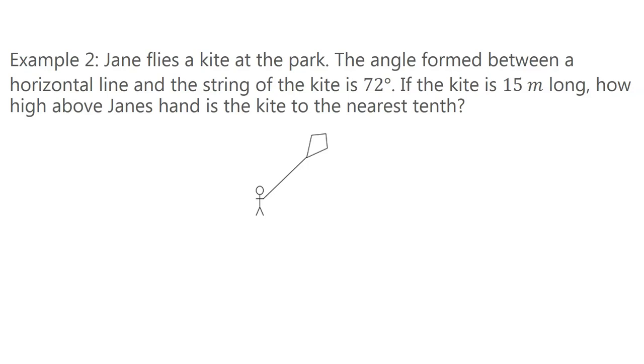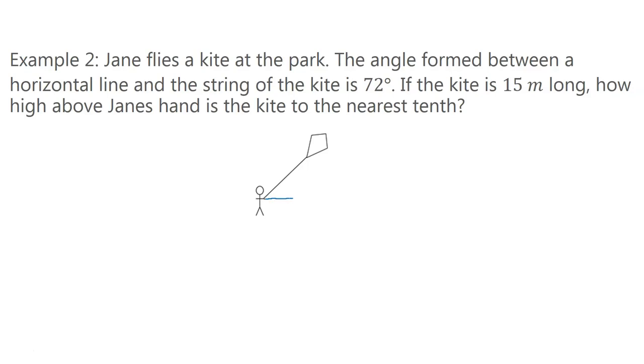Now for example 2. Jane flies a kite at the park. The angle formed between a horizontal line and the string of the kite is 72 degrees. If the kite string is 15 meters long, how high above Jane's hand is the kite to the nearest tenth?